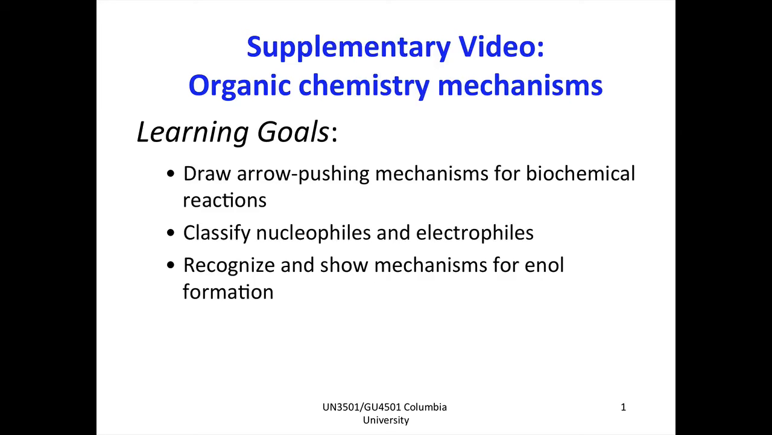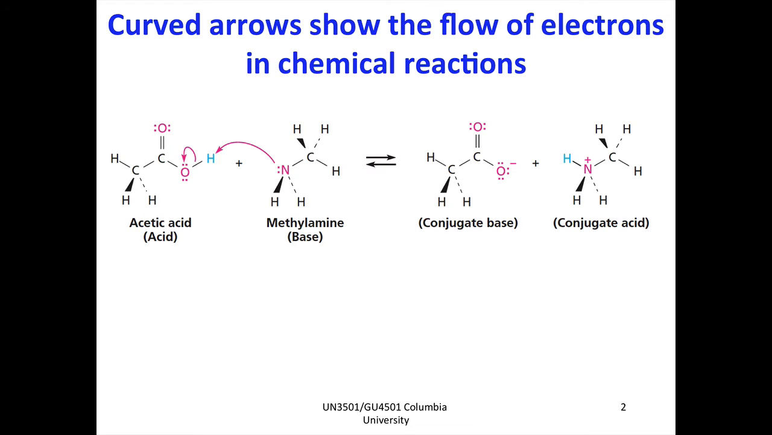In this video, we're going to look at organic chemistry mechanisms. So our specific goals are to be able to draw so-called arrow-pushing organic chemistry mechanisms for biochemical pathways, in particular, biochemical reactions. Second, to classify nucleophiles and electrophiles. And third, to recognize and show mechanisms for a few specific examples in biochemistry, such as enol formation. Okay, so let's jump in.